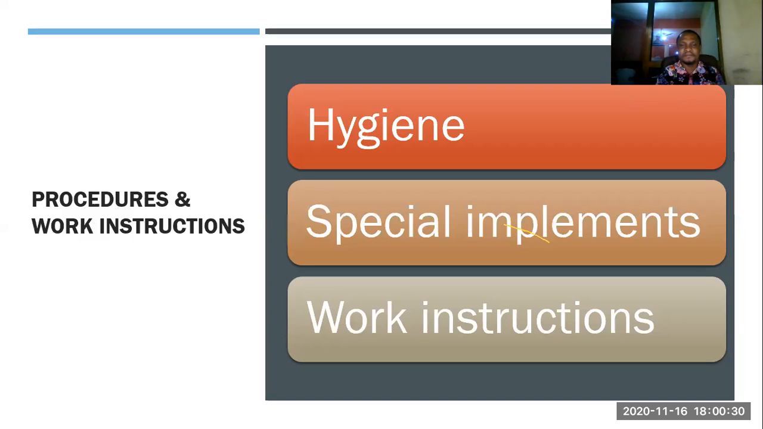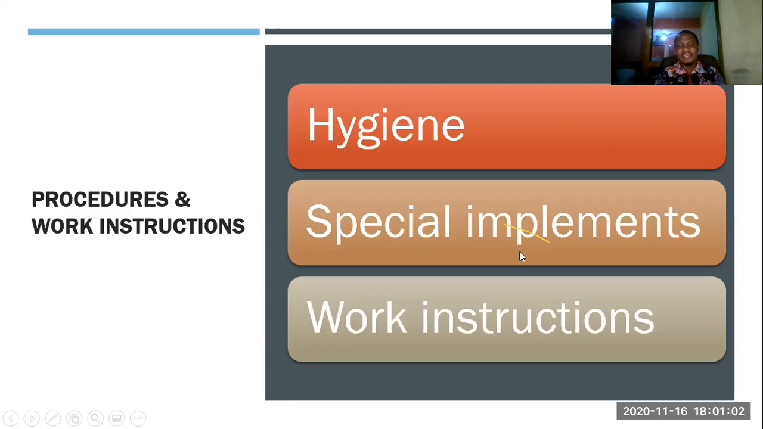Now, for special implements and so on and so forth, sometimes the operation manual can do the trick. So advise your client, when they buy any special machine or equipment, they should keep the operation manual. Once the auditor asks you about the procedure for operating that machine or whatever concerning that machine, if you can show it in the operation manual, that will be enough.